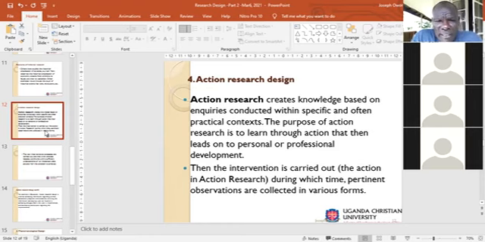So now action research is, I am going out to study this particular phenomena, because once I discover what the causes are, then I can find the solution. Because to know the disease is half the cure. So that is action research. The intervention is carried out, the so-called action is carried out, during which time observations are collected in various forms. So you collect observations while also doing the intervention.